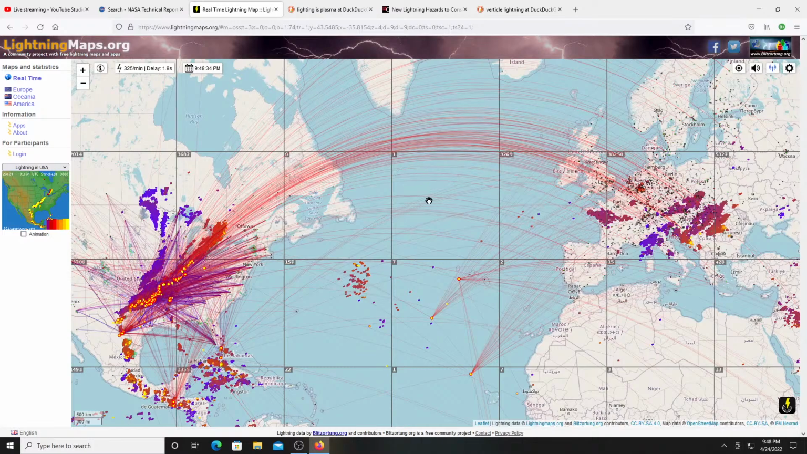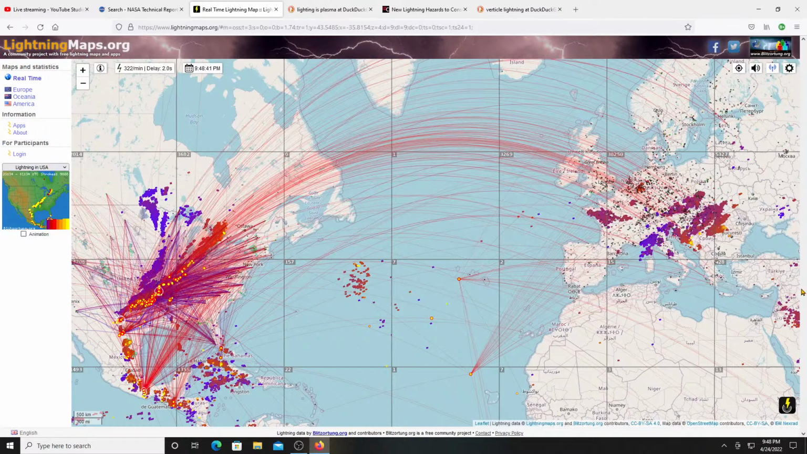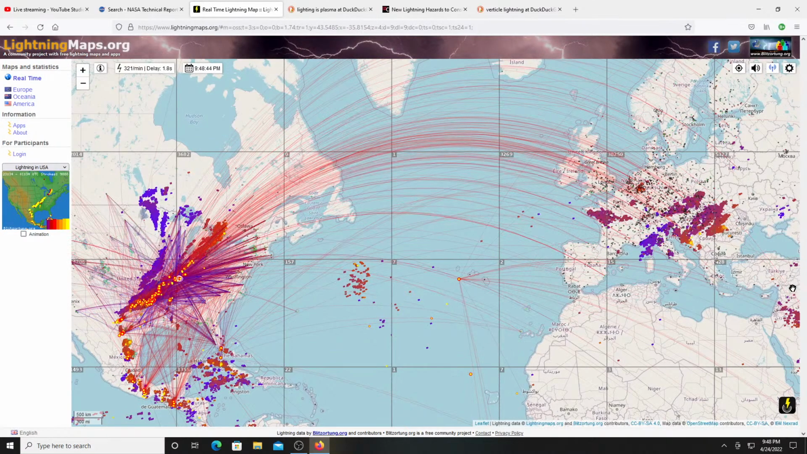Let's look at these lightnings. Yeah, they've just got it going on. I'm sure there's some bad weather happening all over the place, you all. I really think so. Let's put this back, you all. We're looking at this.